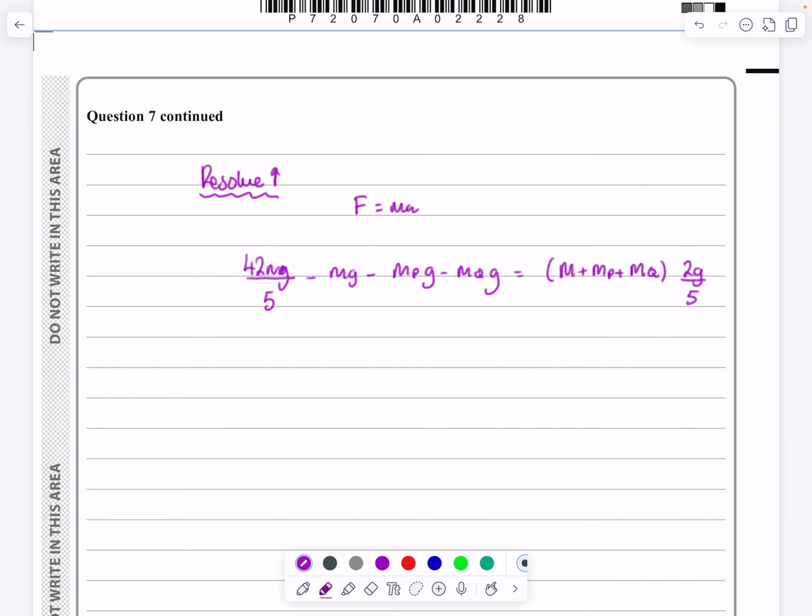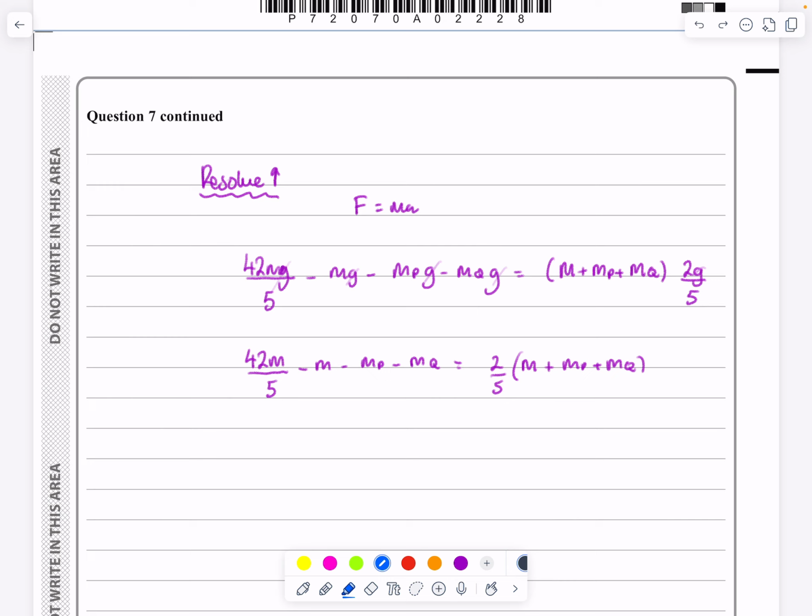And what we're trying to do with this is just tidy all this up and get the sum of mp plus mq. So first of all, let's get rid of g from everything in there. So that's going to give me 42m/5 minus m minus mp minus mq is going to be equal to, and then on the other side we've just got 2/5 of m plus mp plus mq. So almost treat mp plus mq on its own as a variable here. So I'm going to get those all onto one side.